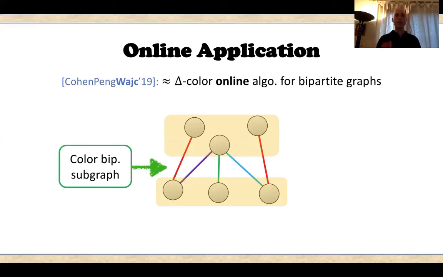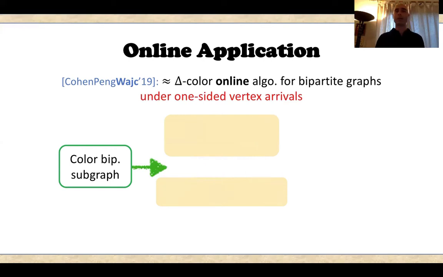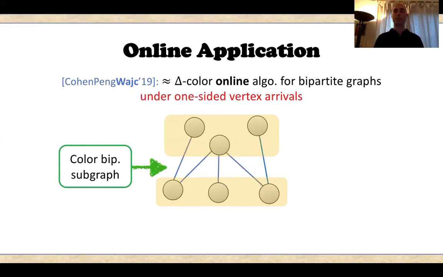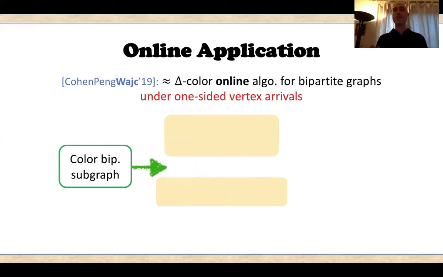Well, unfortunately, this algorithm of ours from FOCS 19 only works for bipartite graphs under one-sided vertex arrivals. Now, what do I mean by this? As before, we first have vertices show up on one side, and then vertices show up on the other side. However, this random bipartition approach needs to randomly assign the vertices to different sides. So we can't assume that the vertices of one side of the bipartition show up before the others. Indeed, there's an exponentially small probability of this happening.